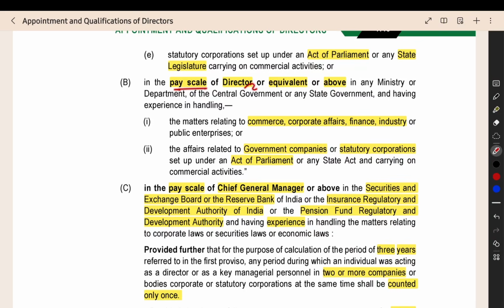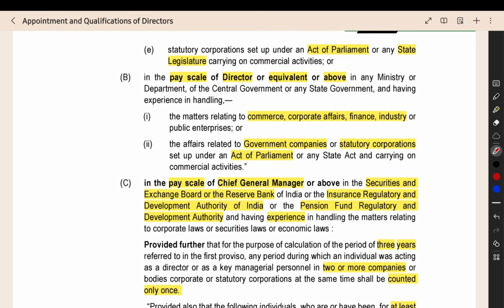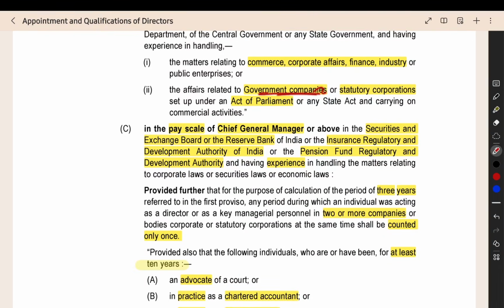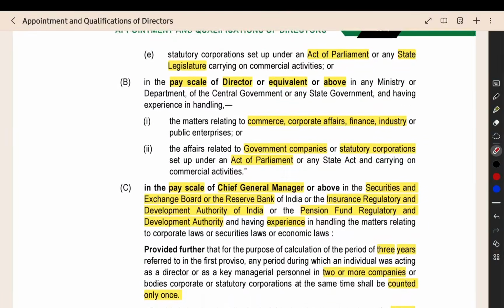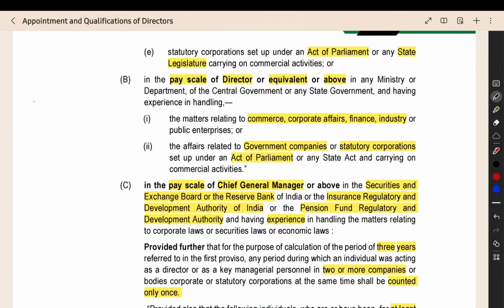In the pay scale of a director or equivalent or above in any ministry or department, and you're having the experience in commerce, corporate affairs, and you are experienced in the government company or statutory corporation related affairs also. You are not a director or KMP, but your salary, which is equivalent to the director.